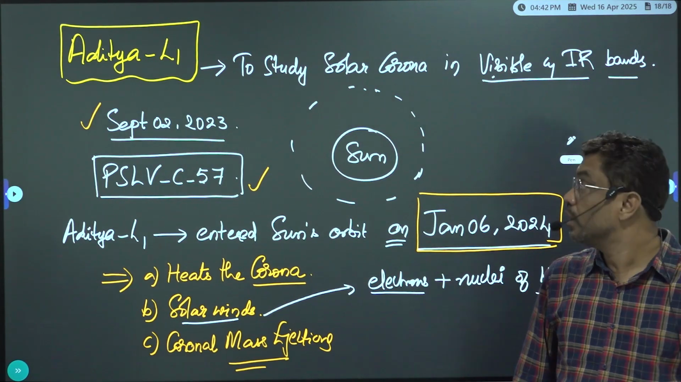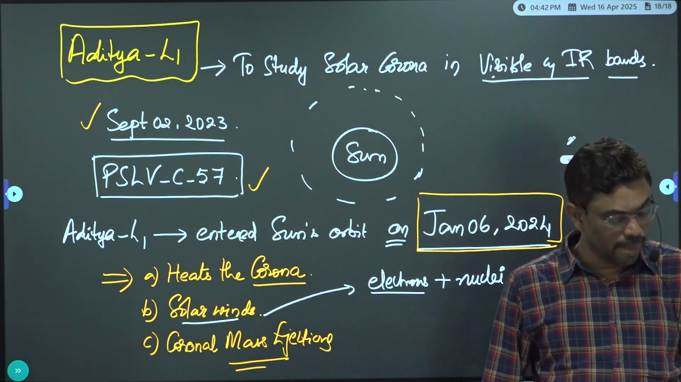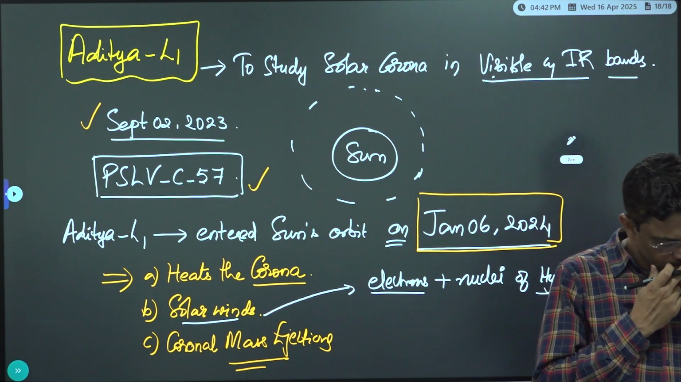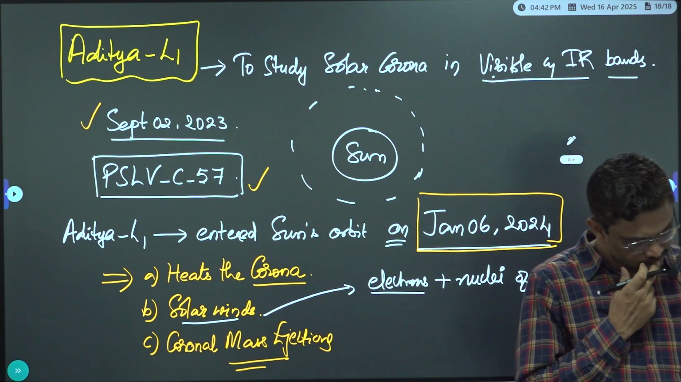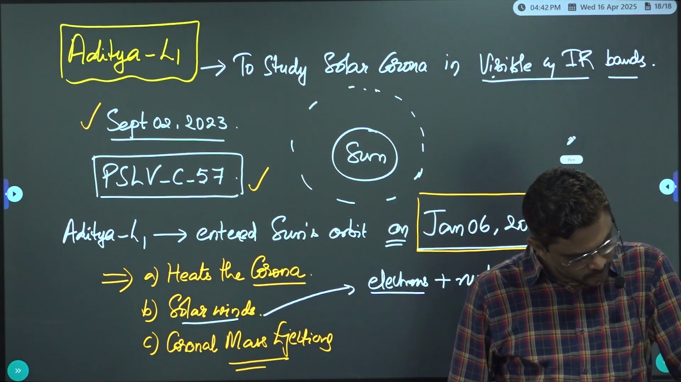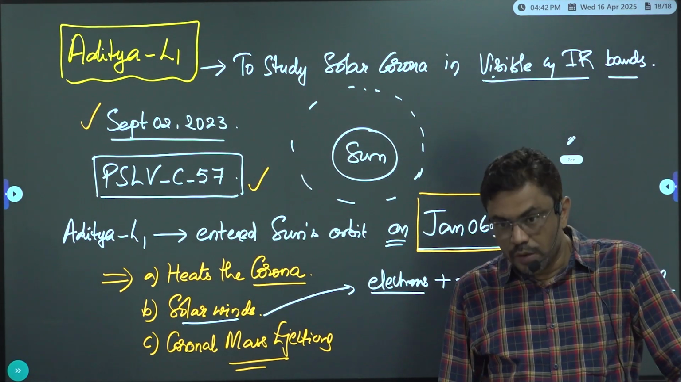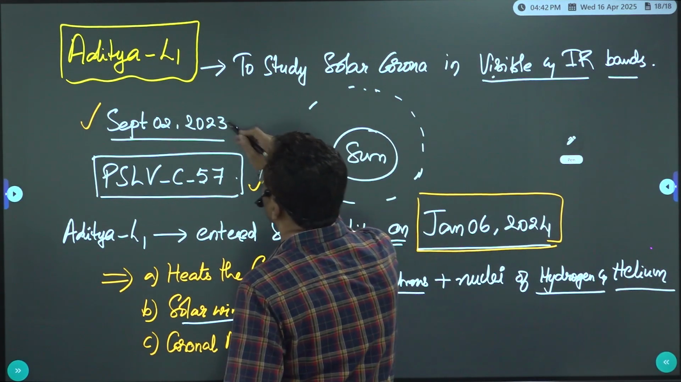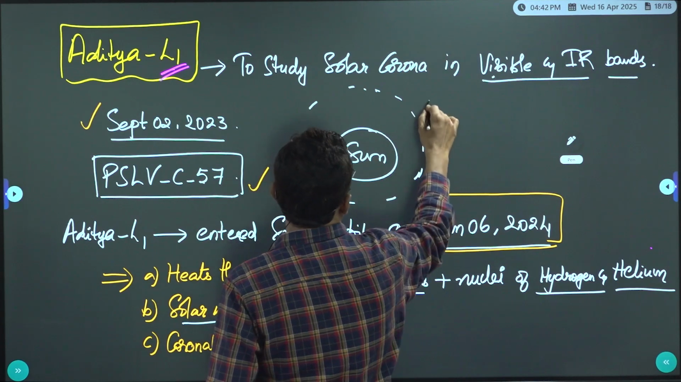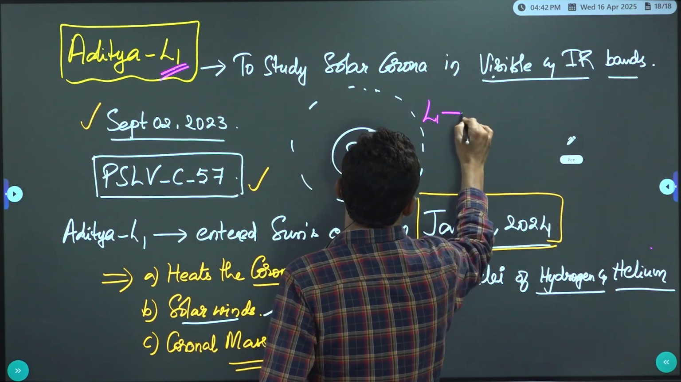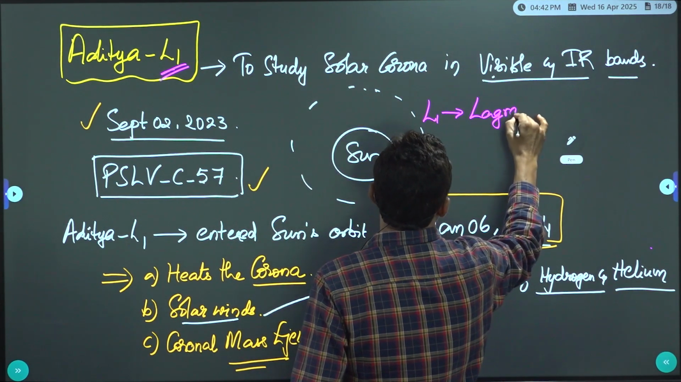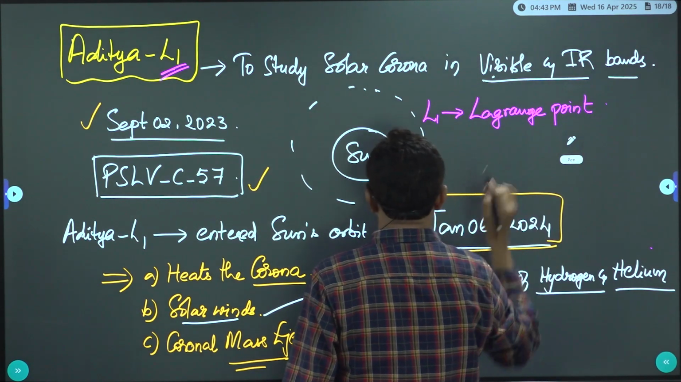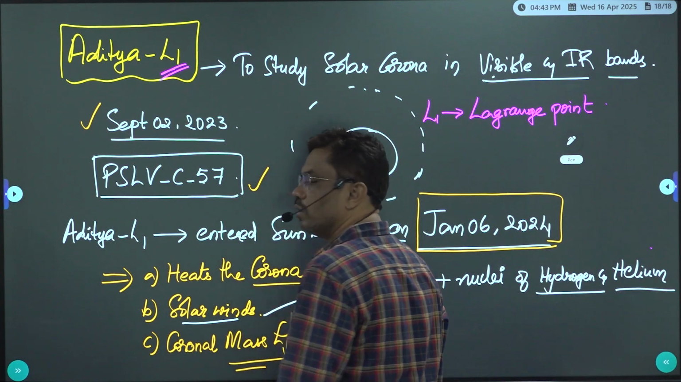And here you remember Aditya L1. What does L1 mean? L1 is called Lagrange point 1. There are 5 Lagrange points.